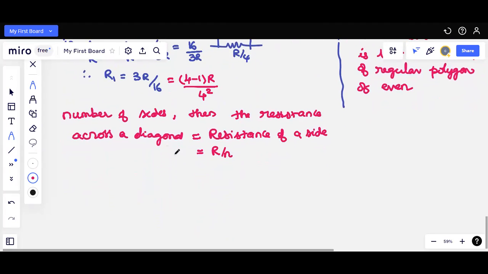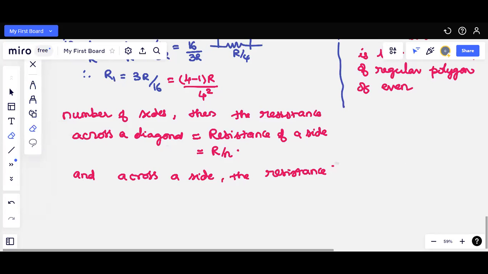Yes. Same point I am going to add here. Across a side, not a diagonal, the effective resistance is equal to, I write, n minus 1 into R divided by n square.